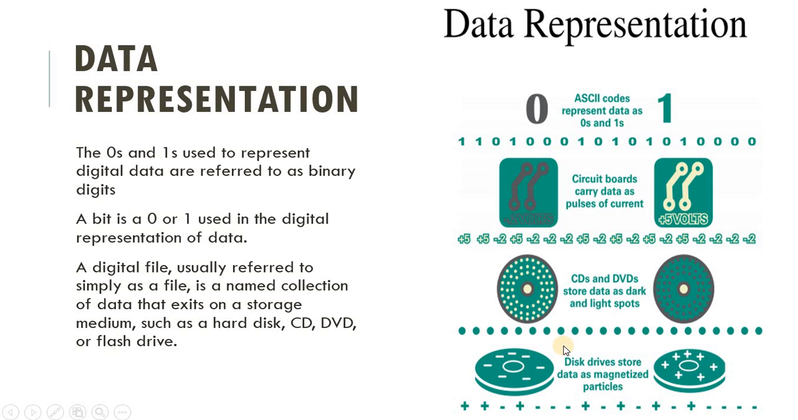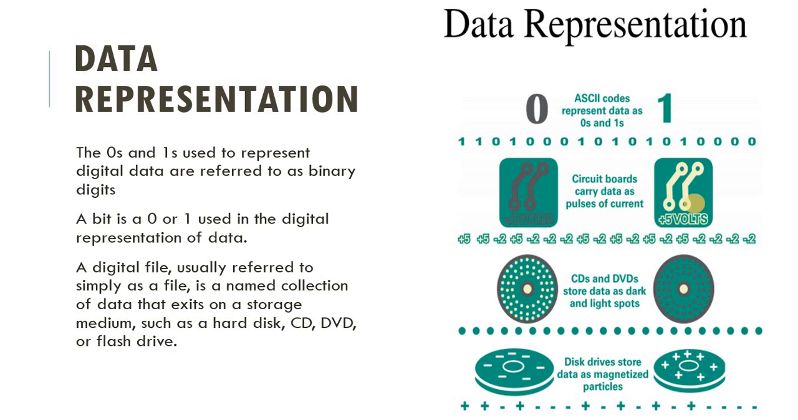Suppose we are storing the data on CDs or DVDs. On those, data is stored in the form of dark and light spots as shown in this figure. Suppose we are storing data on circuit boards. Circuit boards carry the data as pulses or currents. And suppose we are storing our data on the computer or any digital device. At that time data is stored in the form of ASCII codes, which represent data as zeros and ones. We already know that we are learning this subject, computer organization and architecture, just to know how data is stored and how the computer processes the data.